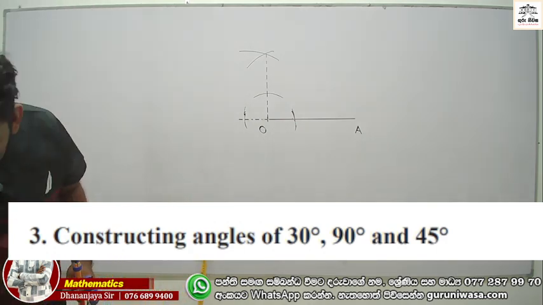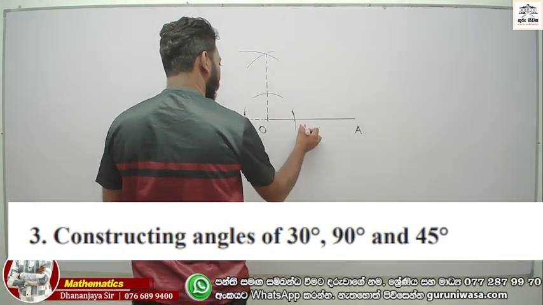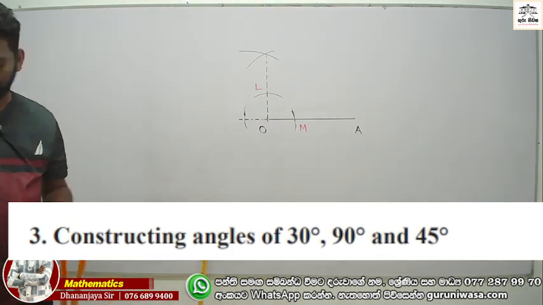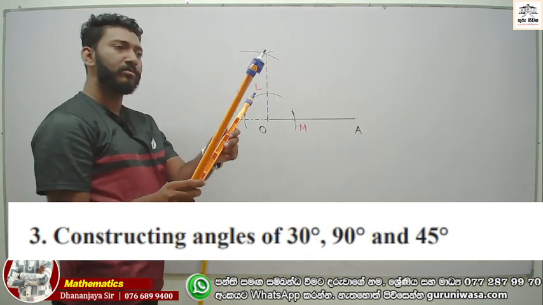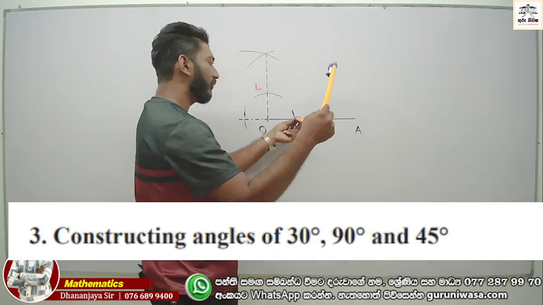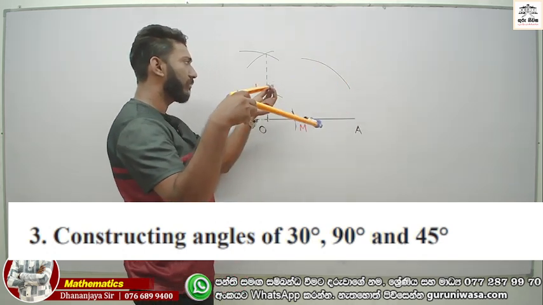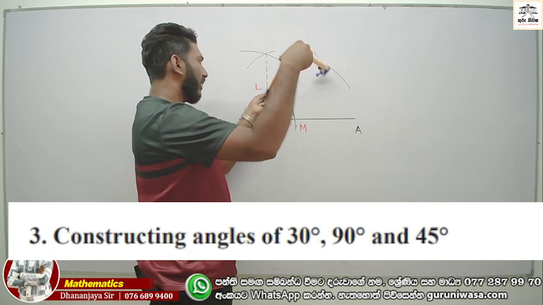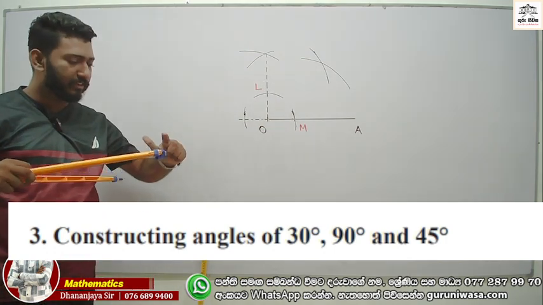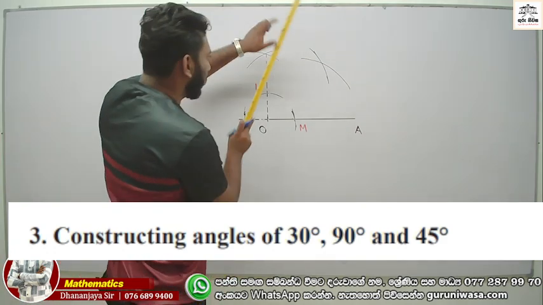Now look at the first intersection points here. I'm going to mark them as M and L. Now use M and L and take the radius like this. Now place your compass at M and draw the arc, and place your compass at L and draw the arc. Now this is the angle bisector of the 90 degrees. Now this one should be 45 degrees.